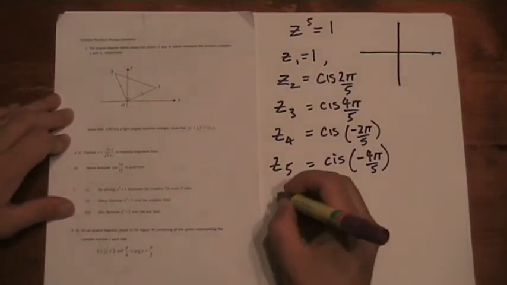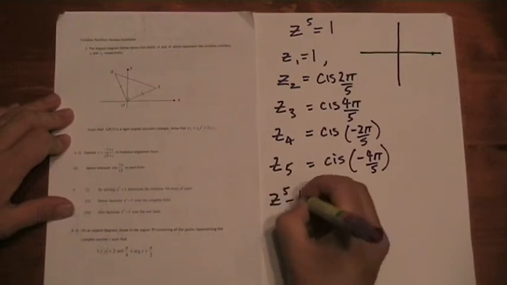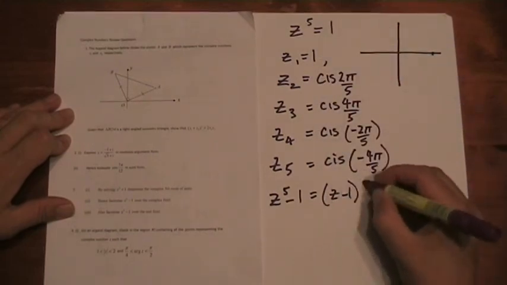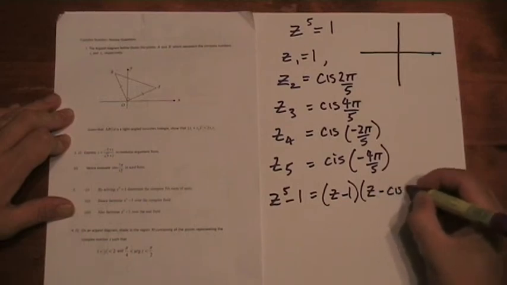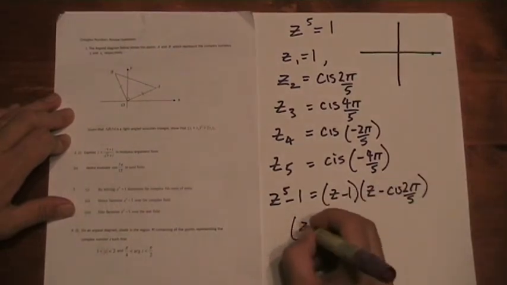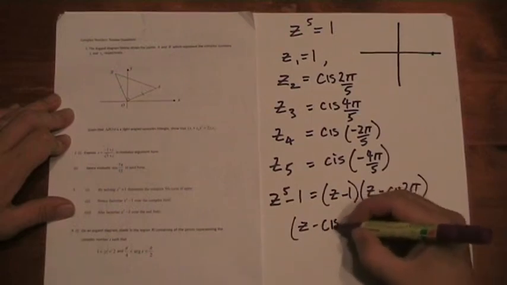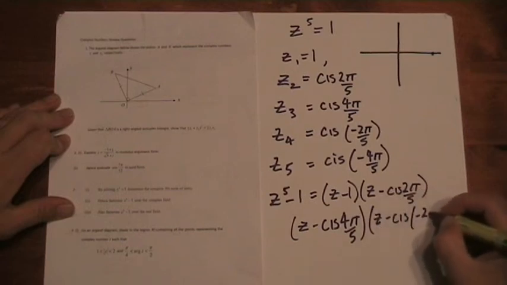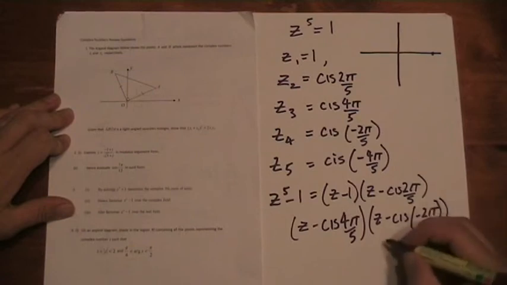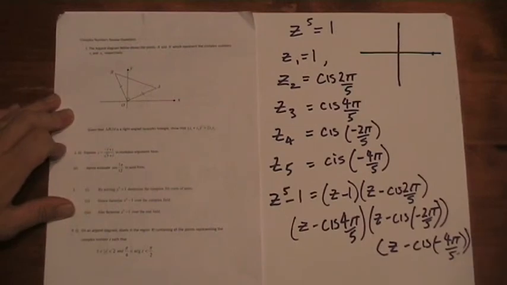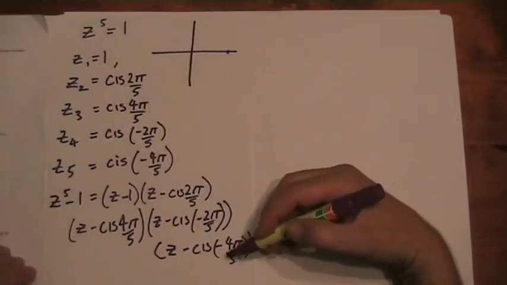So hence, if I want to factorise z to the 5 minus 1 over the complex field, then these are my roots, and so the factors must be z minus 1, z minus (cos + i sin 2 pi on 5), z minus (cos + i sin 4 pi on 5), z minus (cos + i sin negative 2 pi on 5), and the final one is z minus (cos + i sin negative 4 pi on 5). So that's the factorisation over the complex field.